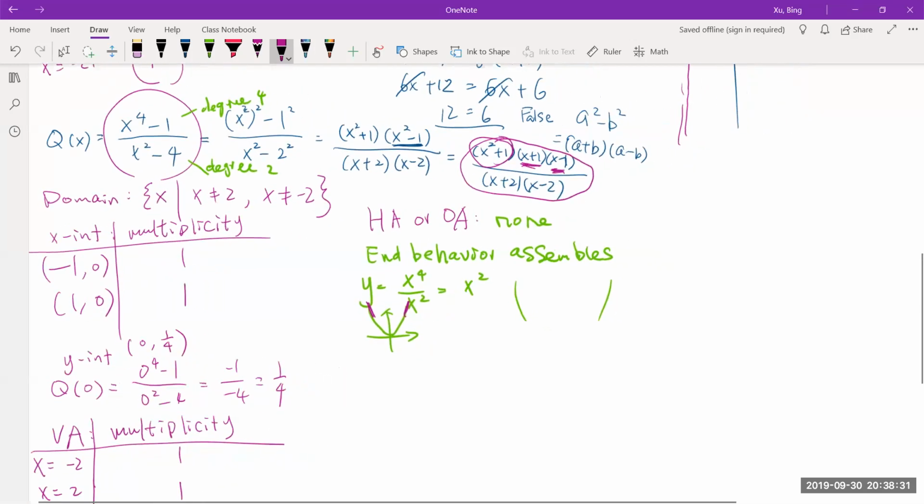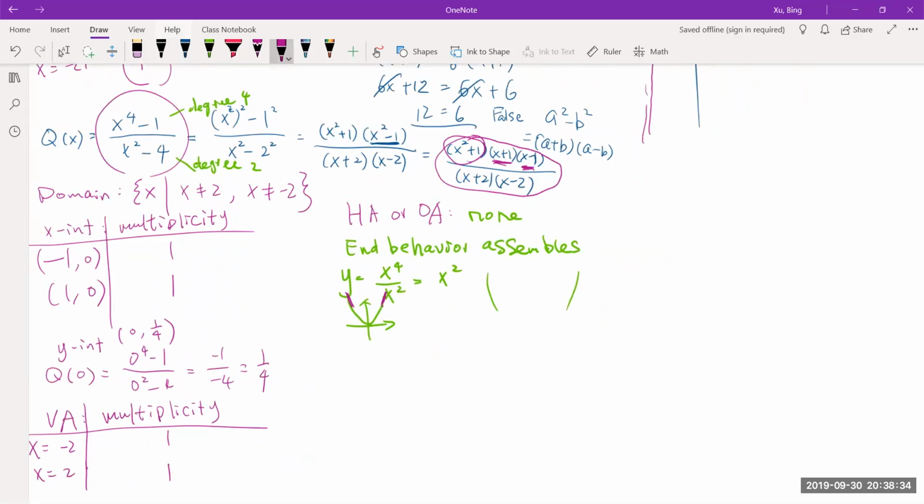Okay, now let's graph. So first, let me draw the coordinate plane. X-axis, y-axis. Now, what do I have? First, I have two intercepts, sorry, -1 and 1. Okay, so my graph crosses these two. I have one y-intercept, which is 1/4. Let's say it's here. 1/4, okay.